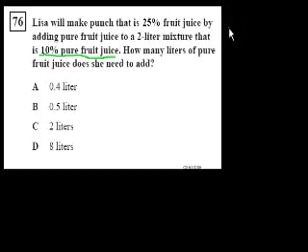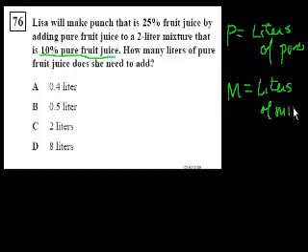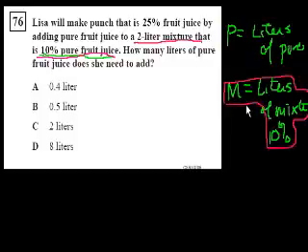Pure fruit juice. So let P equal liters of pure juice. And that's what they want us to figure out, so we have to figure out P. All right. And let's say that adding to a 2-liter mixture, so let's say M is equal to the liters of the mixture that is 10% fruit juice, right? So that is this right here. We're calling that M. That is the 2-liter mixture that is 10% fruit juice.